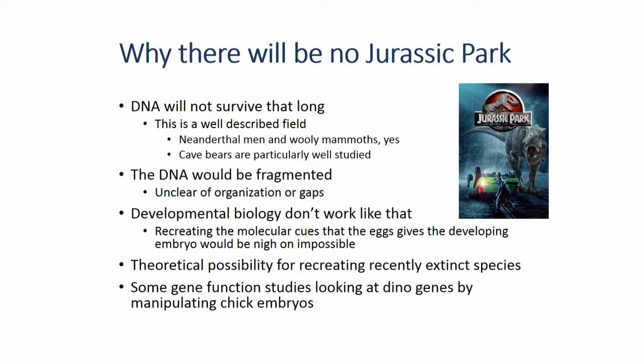We can't just fill it in with frog DNA like they did in Jurassic Park, and realistically, developmental biology doesn't work like that. How on earth do you recreate that egg with all those biochemical clues to get the genes activating on and off at the same time? Theoretically, you could resurrect, say, carrier pigeons that only went extinct 100 years ago using that approach. That might be more reasonable. Evo-devo studies, gene function studies looking at dino genes by manipulating chick embryos, that is a very interesting area, but no, certainly no Jurassic Park.